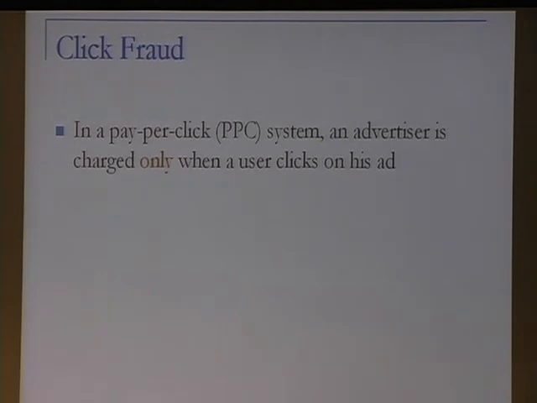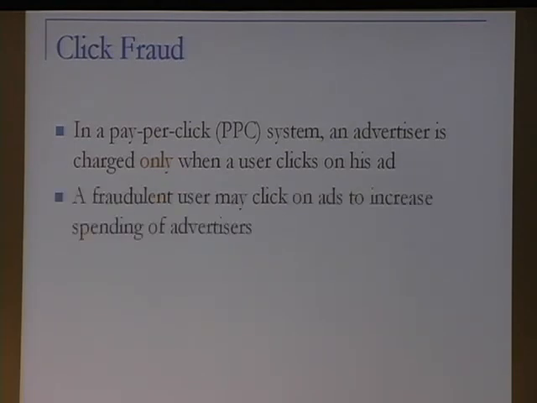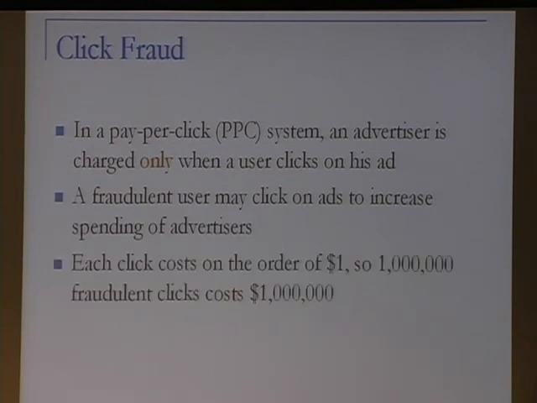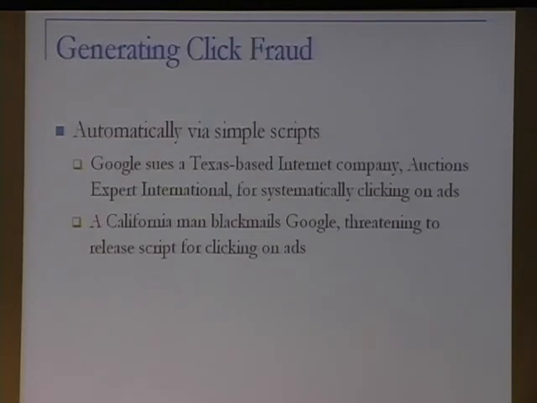Why is it a problem with pay-per-click systems? An advertiser is charged only when a user clicks his ad, and so a fraudulent user may click on ads just to increase the spending of an advertiser, and since each click costs on the order of $1, of course this figure varies a lot across keywords, but $1 is a sort of typical cost. This means that 1 million fraudulent clicks are going to cost the advertiser $1 million. And it's very easy to generate 1 million fraudulent clicks.